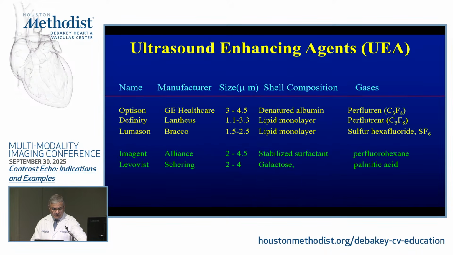The ones in yellow, Optison, Definity, and Lumason, are the three agents that are available to us nowadays in the United States. There are others in different parts of the world, Imagent and Levovist. Take a look at the size. The size is very small. That's part of the reason they cross the pulmonary circulation, usually less than 3 microns. Albumin is the shell as opposed to the lipid monolayer, and you can see what the gas is: perfluorocarbon or sulfur hexafluoride.